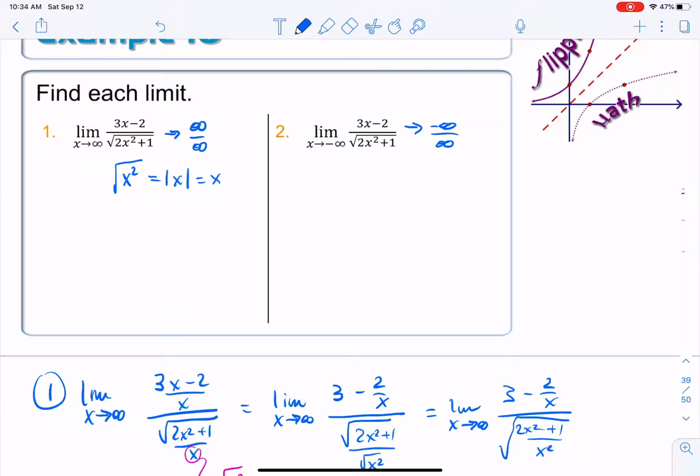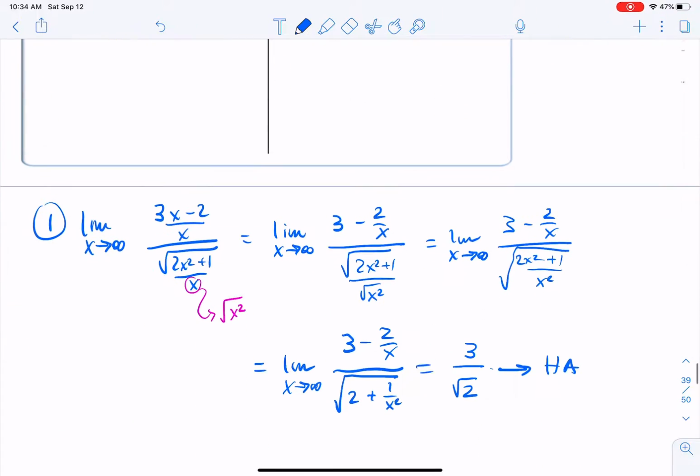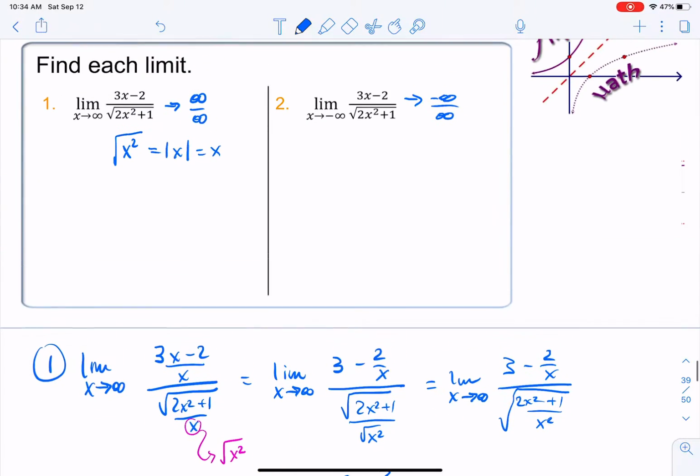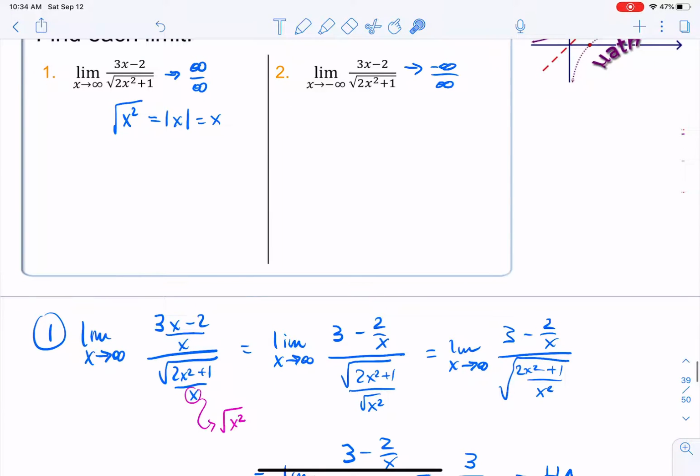So let's see this thing play out. How does that affect what we just found right here? When we divided by x on the top and the bottom, we used the square root of x squared on the bottom and said that that was equal to x. Well, it's really equal to the absolute value of x, but since our x was a positive number, we could ignore the absolute value signs.